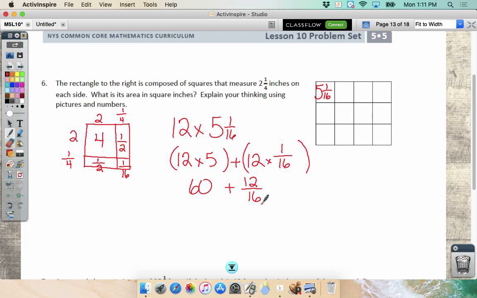Yeah. I took 12 times 1. Now, I think I could simplify this. What could I divide by? 2. Bigger. 4. Okay, so that's going to be 3. So my answer here is 60 and 3/4 square inches. That was a lot of math we did today, and it's just going to keep getting harder.